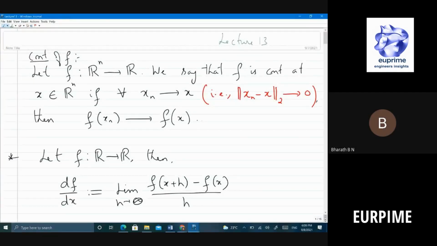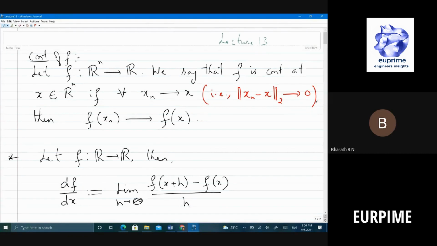Yeah. So let me do a quick recap. In the last class, we recollected some basic notions in calculus. We started with convergence, continuity, etc. First of all, we saw what we mean by continuity of a function.